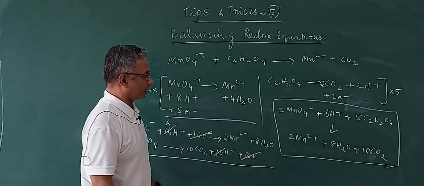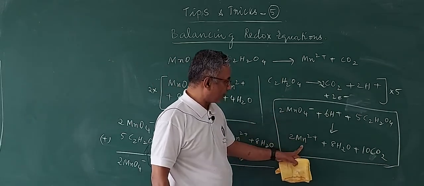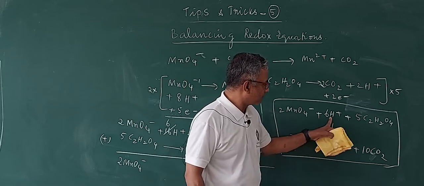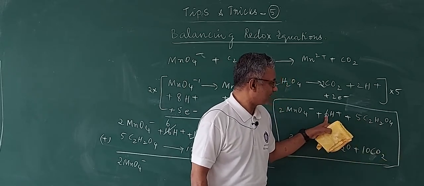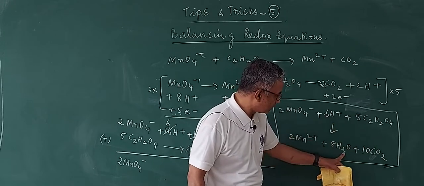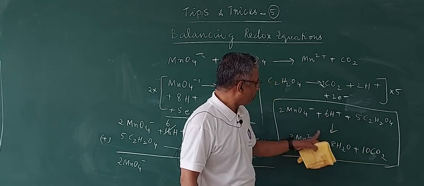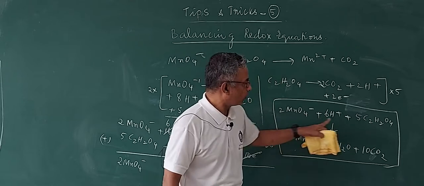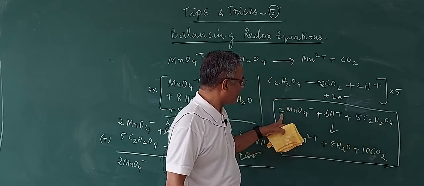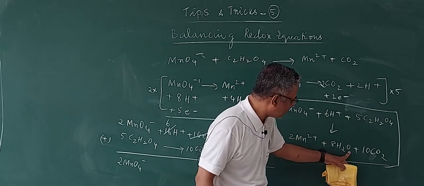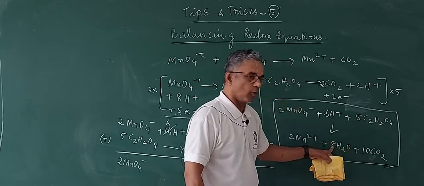So, you can cross check 2Mn. Okay. 6H, 10H, 10 plus 6, 16H. So, here you can see 16H. O is 2 4s are 8O and 5 4s are 20O, 20 plus 8, 28O. You can see here 8 plus 20, 28O.